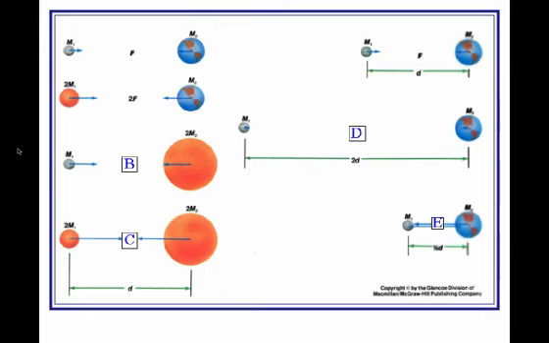In situation C, both masses double. In D, the distance is now doubled. And in E, the distance is 1/2. So go through and tell me how the force changes for each one of those situations.